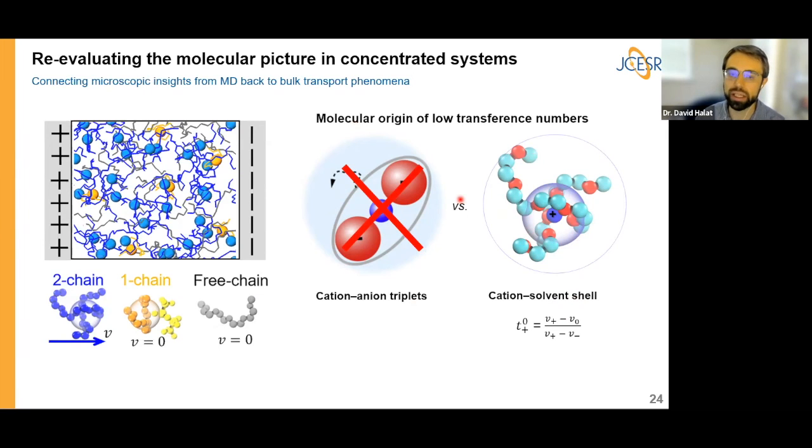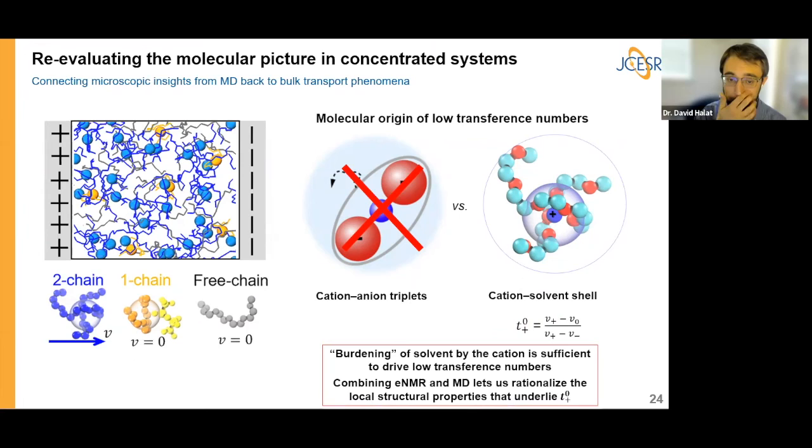In particular, in electrolytes where this is the dominant solvation structure, the cation and solvent velocities are similar, and the transference number will be close to 0. In short, this shows that burdening of the solvent by the cation is a sufficient molecular explanation for low transference numbers in these kinds of electrolytes. This work is also a clear example of quantitative agreement between experimental and computational techniques, such that the eNMR velocities can be interpreted by reference to the results of the MD simulations that are pinpointing the local structure of the electrolytes.